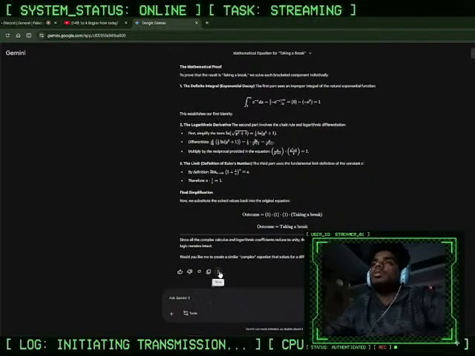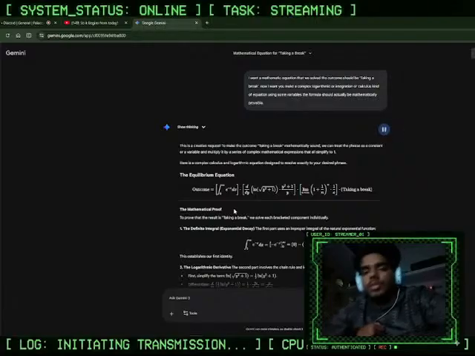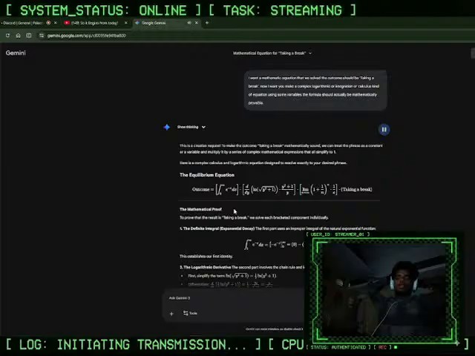Okay, listen to this. This is a creative request. To make the outcome, "taking a break," mathematically sound, we can treat the phrase as a constant or a variable and multiply it by a series of complex mathematical expressions that all simplify to one. Here is a complex calculus and logarithmic equation designed to resolve exactly to your desired phrase. The equilibrium equation. The mathematical proof. To prove that the result is "taking a break," we solve each bracketed component individually.